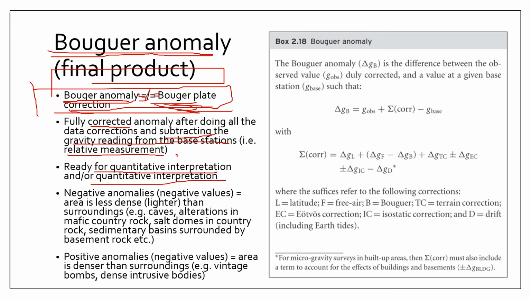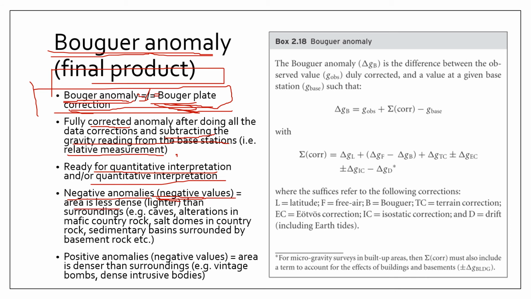More or less, this is the product that we use for quantitative and qualitative interpretation. Sometimes we add some intermediate steps. All right, so to recap, negative anomalies are negative differences relative to the base station.